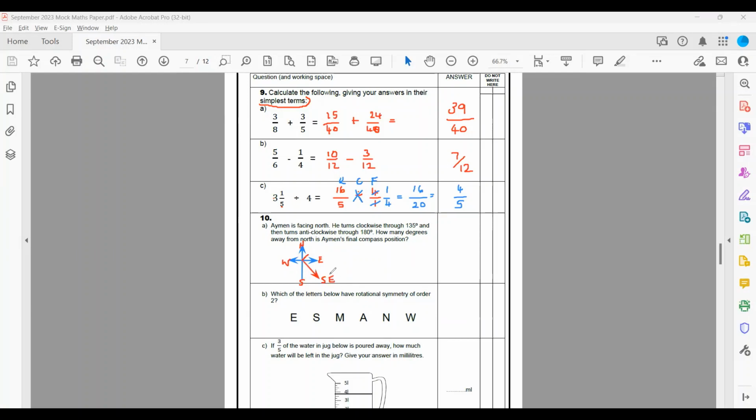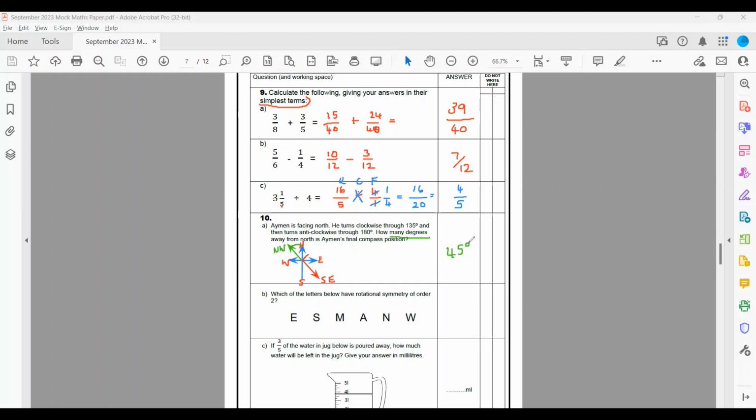We're then told that he turns anti-clockwise through 180 degrees. So let me get that up in a different color. So this time he's starting from his southeasterly position. Rotates 45 degrees to here, 135 degrees to here, and 180 degrees to here. So he's facing in a northwesterly direction. And the question asks, how many degrees away from north is Amon's final compass position? You would always go the shortest route. So to go from northwest to north would be 45 degrees. And that should be your answer there.